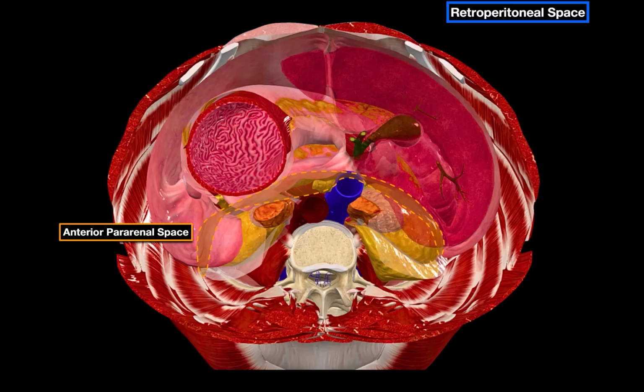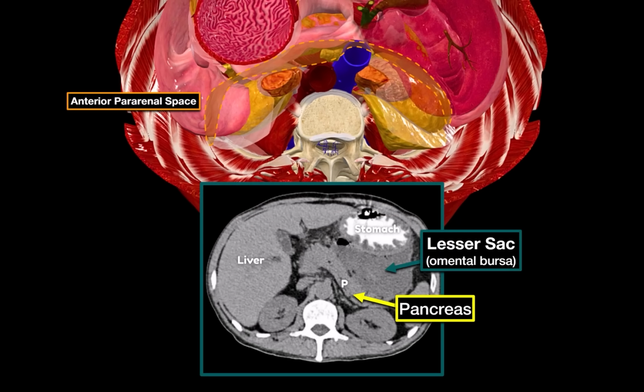Why does this matter? Because in, for example, acute pancreatitis, inflammatory fluid can spread in 2 directions. Anteriorly, it can leak into the lesser sac, as we saw earlier, but it can also spread posteriorly and laterally within the anterior pararenal space, spreading along the colon, crossing the midline, and extending toward the pelvis. The anterior pararenal space has no barrier in the middle, so there's free communication between the right and left sides.